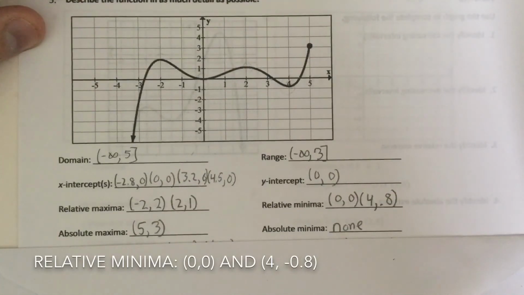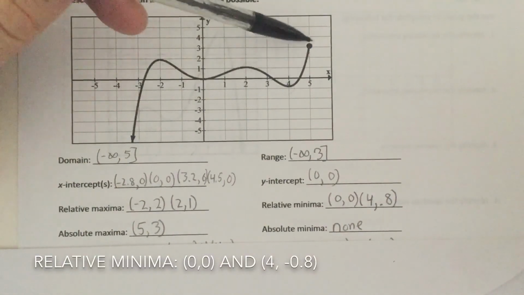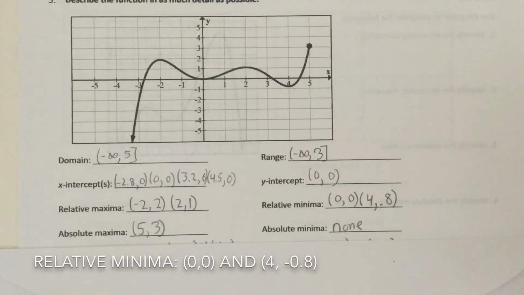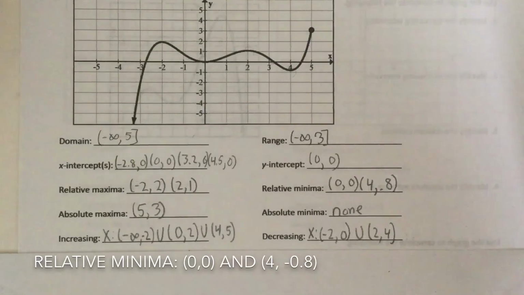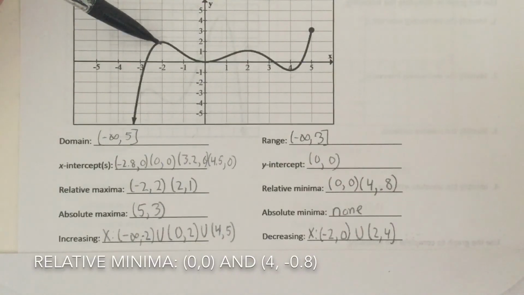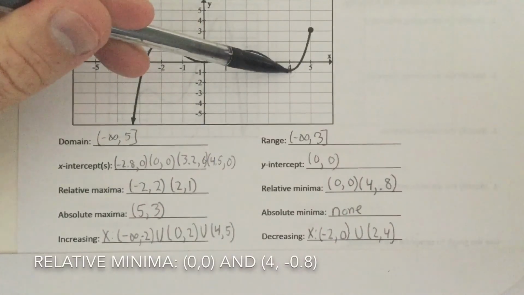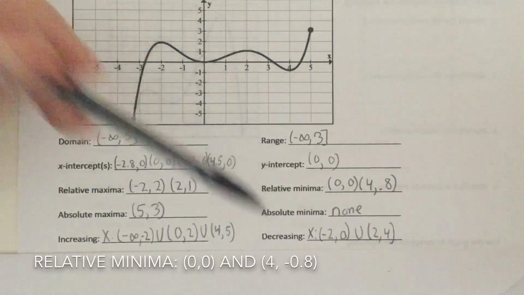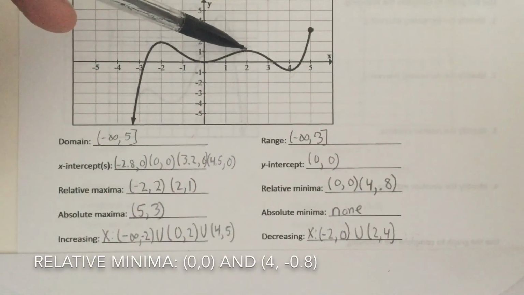Absolute max and absolute min. Absolute max means the highest point, so the highest point on the graph is right here at (5, 3). Absolute minimum means the lowest point. Now there is no one point that is the lowest because it goes down forever, so that's why there's none for that. And then our increasing, decreasing. We are increasing to begin with, so it's increasing for x values between negative infinity and negative 2. It increases from 0 to 2, and then it increases from 4 to 5. It decreases for the x values of negative 2 to 0, and then again it decreases from 2 to 4.